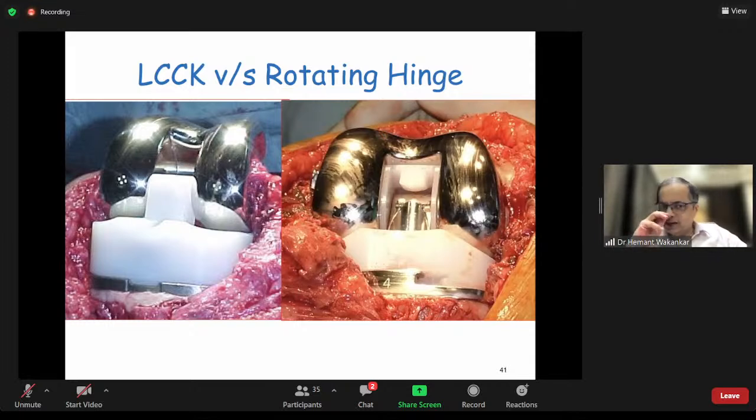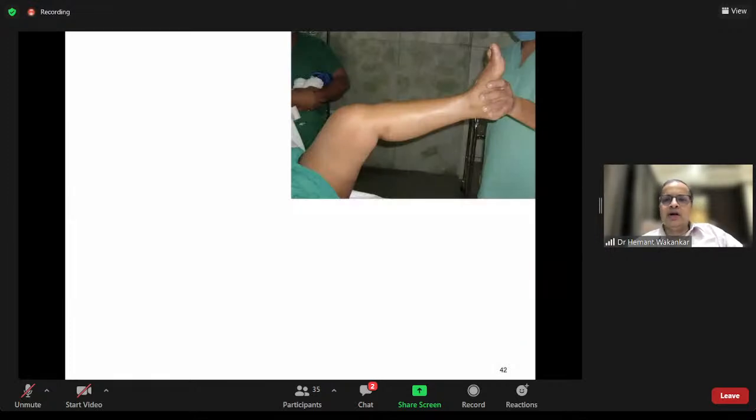My decision is based on the quality of the collateral ligaments that one is leaving behind. If one has reasonable soft tissues, one can use a LCCK or a TC3. Otherwise, one has to use a hinge prosthesis. I'll just show you one dramatic patient.